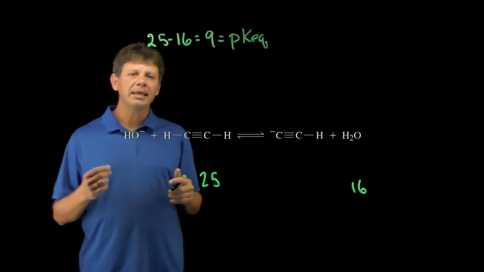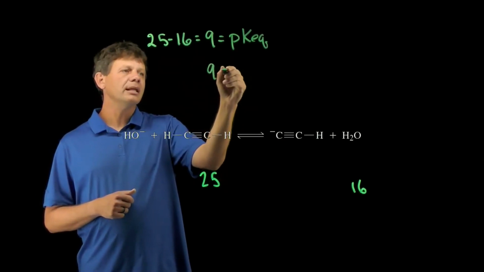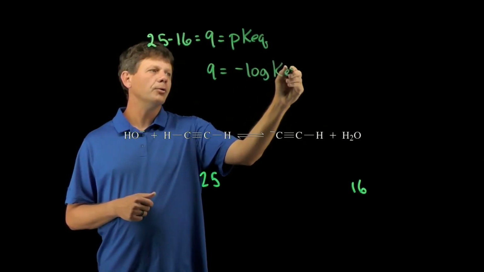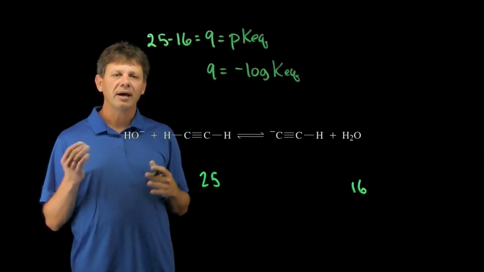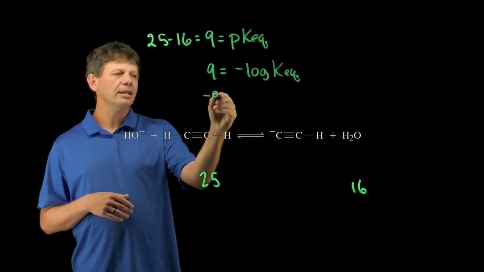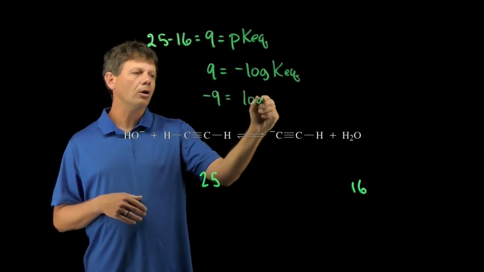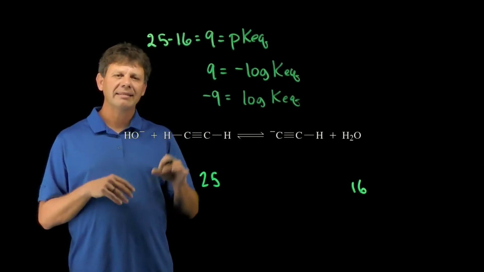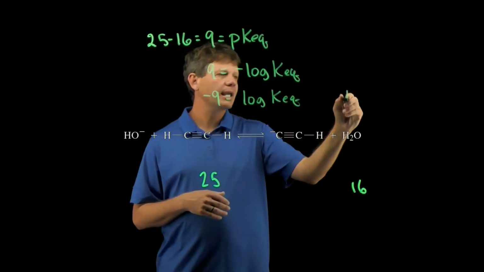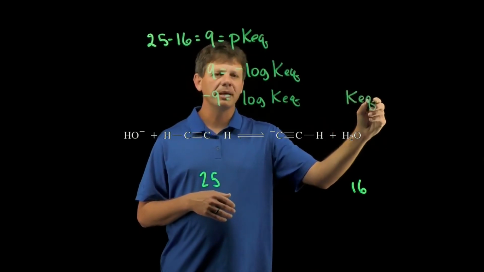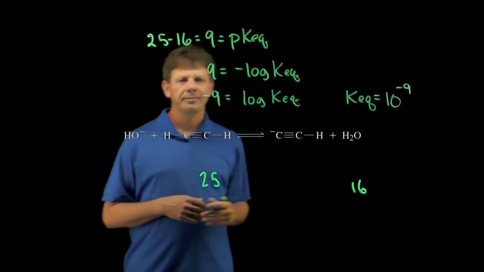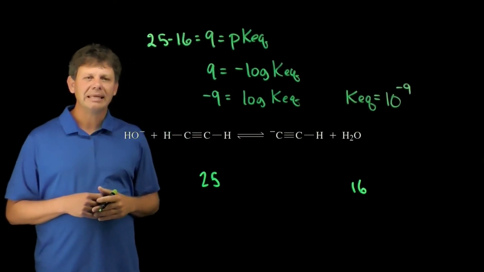Now recall that the pKeq means that 9 is equal to the negative log of KEQ. We can divide both sides by -1 so that -9 equals the log of KEQ. Do the math, take 10 to both sides, and we get that KEQ for this acid-base reaction is 10 to the -9th. Now let's think about what that means.